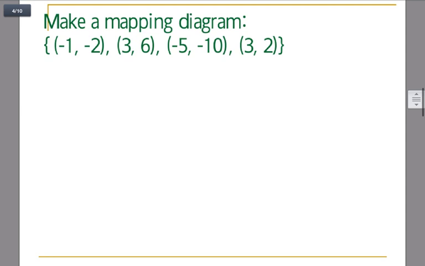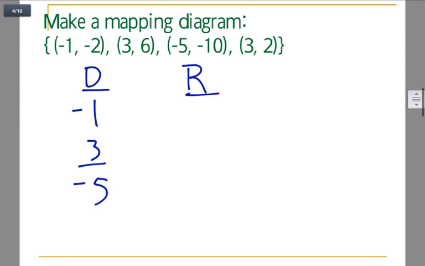So now we're going to work on what's called a mapping diagram. What a mapping diagram does is it takes your domain and your range and writes them in vertical columns. And I write each number only once, so I have -1, 3, -5, and 3 again, but I only write it one time. And then I write my range. I have -2, 6, -10, and 2. And then what you do, the mapping diagram, it just draws lines from each x value to the y values that they go together with.